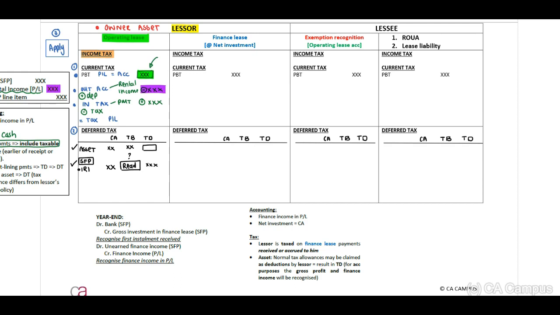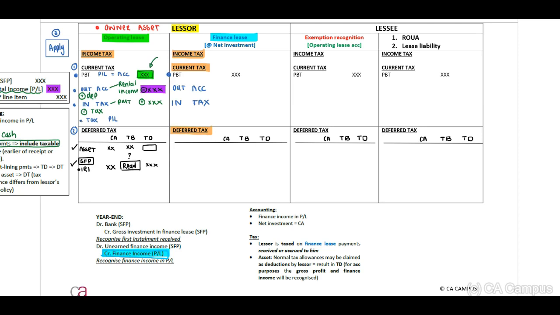Now, when you look at our income tax, the column of our finance lease, we need to calculate our current tax and our deferred tax. Current tax, again, guys, we need to start off with our profit before tax. We need to take out our accounting rules and we need to include our tax rules. Now, when you think about your accounting rules, look at your journal entry at the bottom.